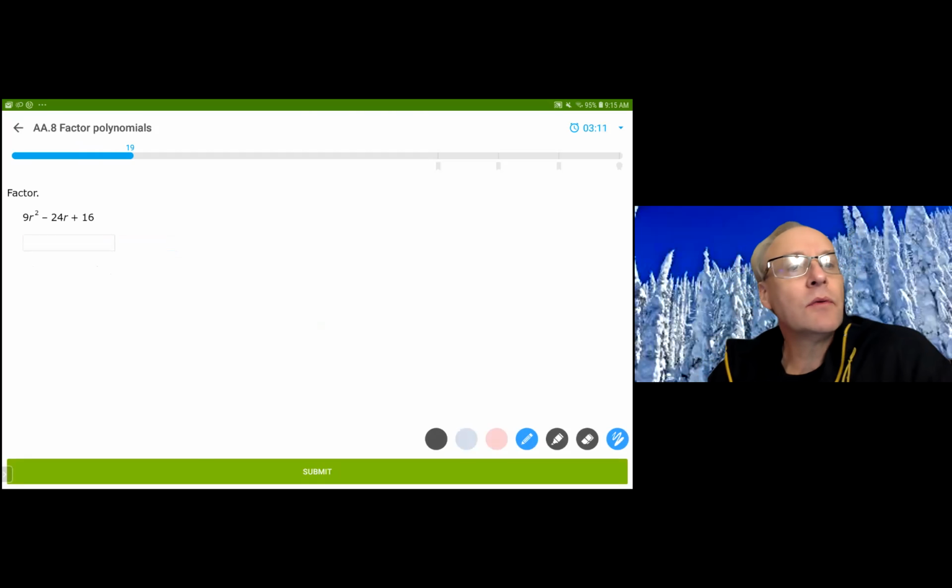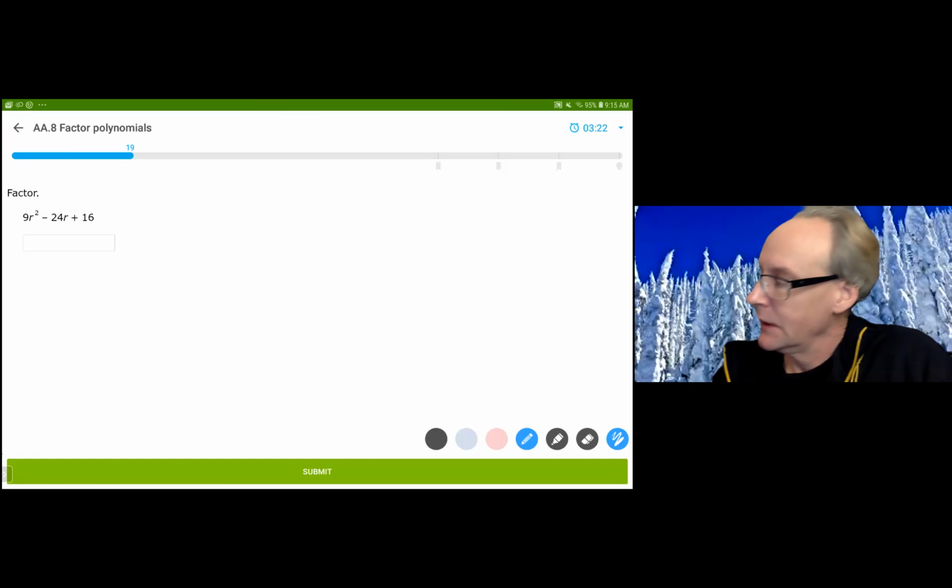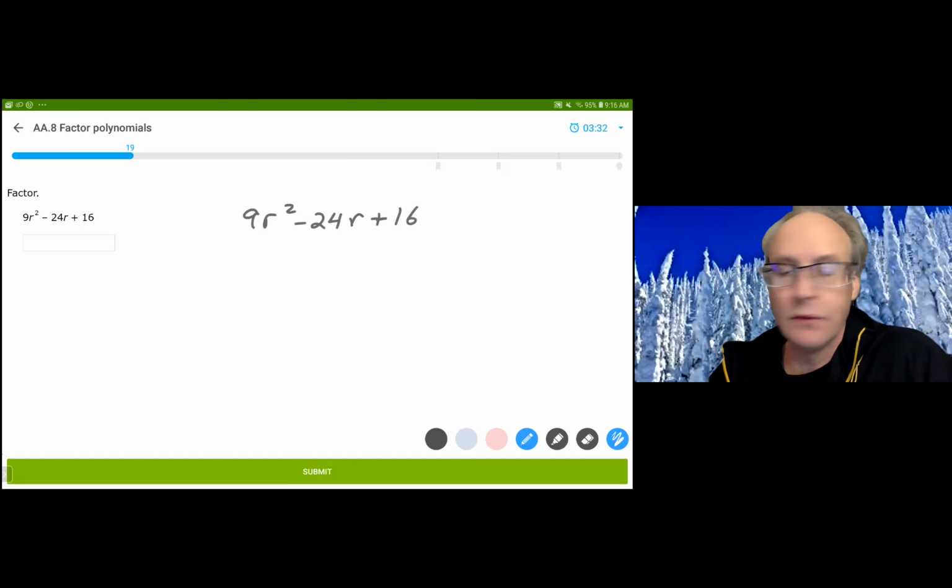Okay, now we're looking at what we call a perfect square trinomial. It's not obvious that this is a perfect square trinomial until we do the following. I'm going to start factoring it: 9r squared minus 24r plus 16. For those of you who haven't done this yet, go back and take a look at the section on this. I like to stack these.